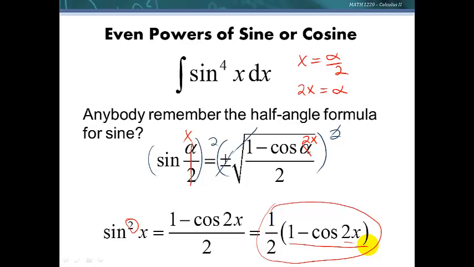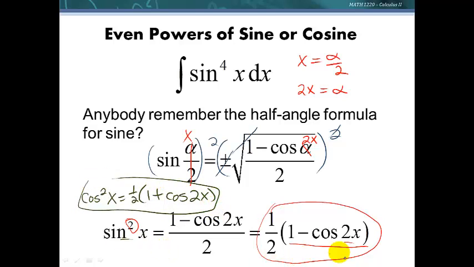Now, we also need an equivalent formula starting with the half angle for cosine. If you recall, it looks just like the one for sine, except there's a plus sign. So if we solve it the same way, we'd have cosine squared x equals 1/2 times 1 plus cosine 2x. These are two things that we're going to need, and they are identical formulas, but the cosine's a plus and the sine is a minus, and that's a little mnemonic for how I remember that. The sine is minus, okay?